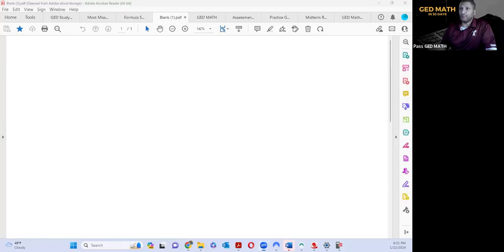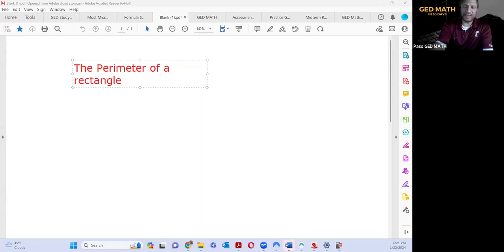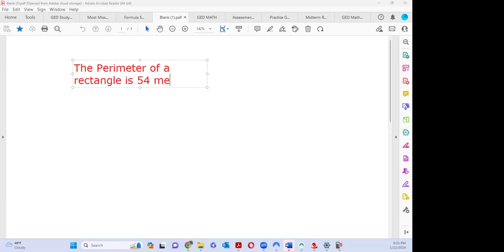All right, go ahead. So the perimeter of the rectangle below is 54 meters. What is its area? Now listen, this is a GED question. Is everybody listening to me right now? What he's reading right now is a GED question. You said 54 meters, what is its area?